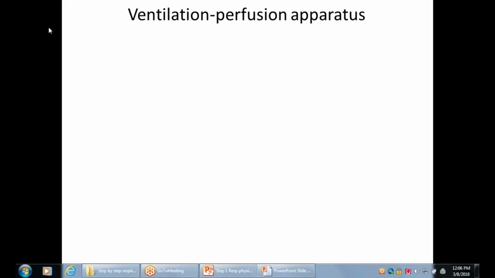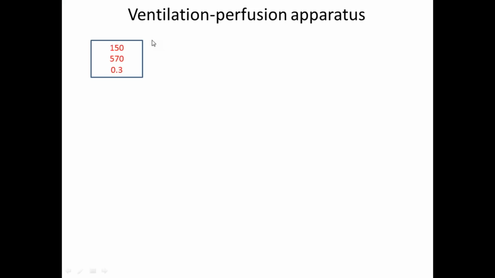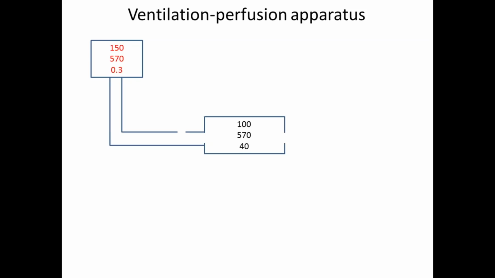So simply, when you inhale room air, which is about 150 millimeter mercury of oxygen and 570 of nitrogen, and about 0.3 millimeter mercury of carbon dioxide, this air will be mixed in the dead space, and when reaching the alveoli, the partial pressure of oxygen will drop from 150 to 100, which is the alveolar partial pressure of oxygen. The nitrogen will stay almost the same, and now we have higher CO2, which is around 40 millimeter mercury.